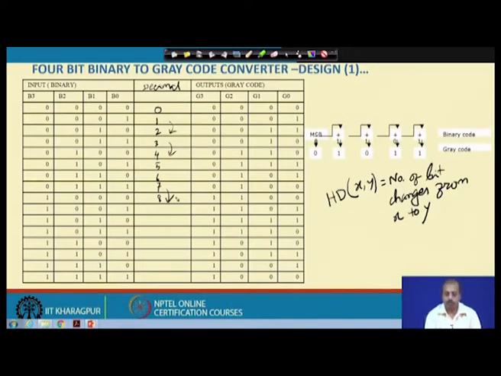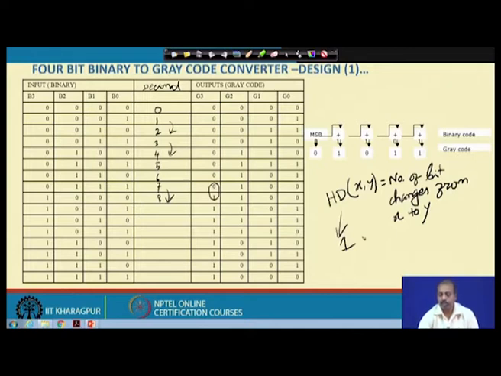On the other hand, in the gray code pattern, from 7 to 8 also only one bit is flipping, others are not. So in case of gray code, the Hamming distance is always equal to 1 between two successive decimal values. This has many applications in digital systems, and this decimal to binary to gray code conversion is sometimes very useful.